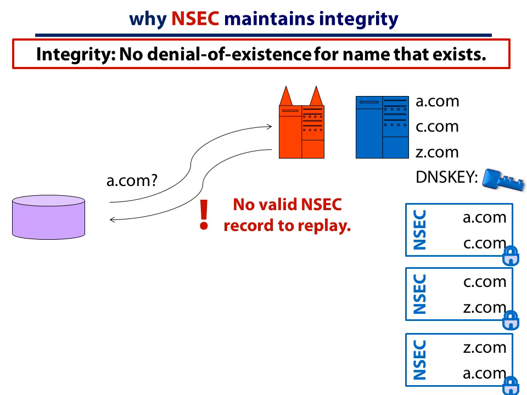So here we have the record a.com and c.com. Now that's not going to work because a.com doesn't fall between a and c, it actually is a.